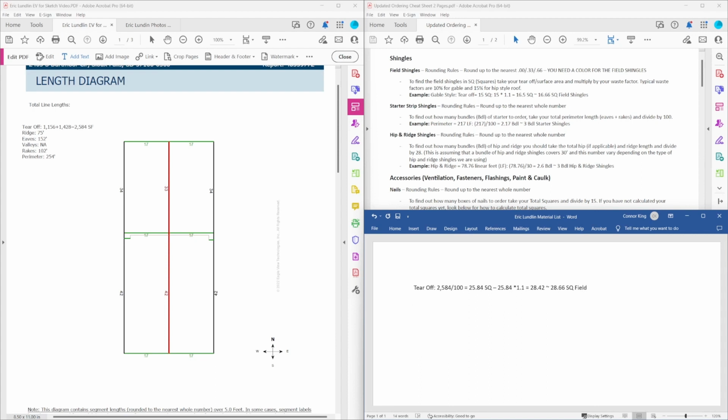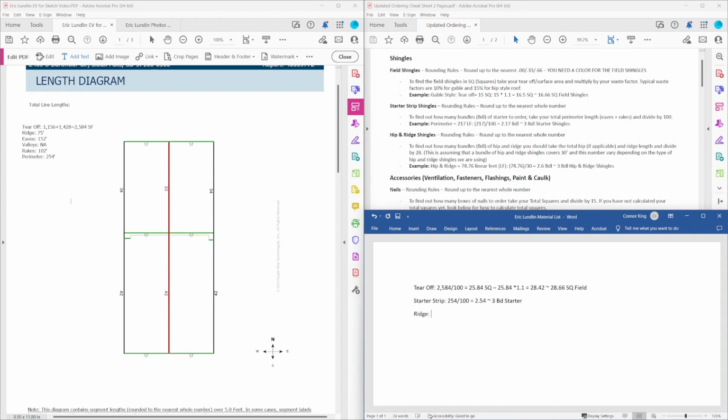Next, we're going to do our starter strip. So it says to find out how many bundles of starter to order, take your total perimeter length and divide by 100. So we're going to take our 254 divided by 100. And that 254 divided by 100 is going to equal 2.54, which we are going to round up to the nearest whole number and have 3 bundles of starter.